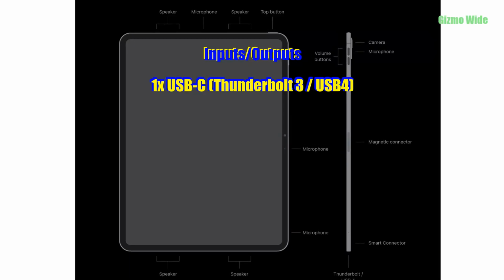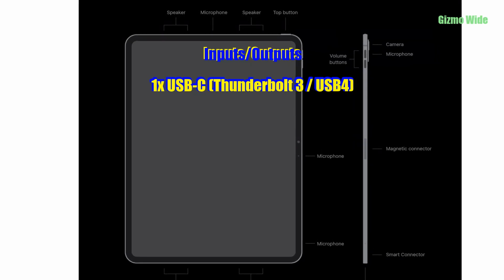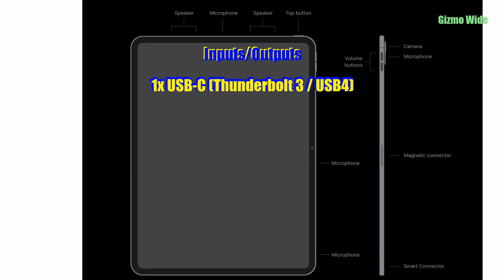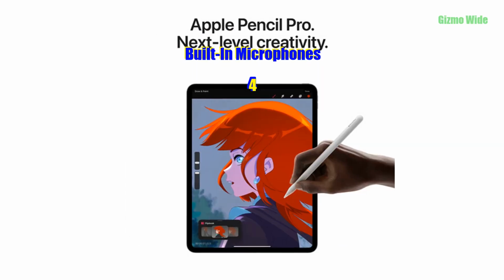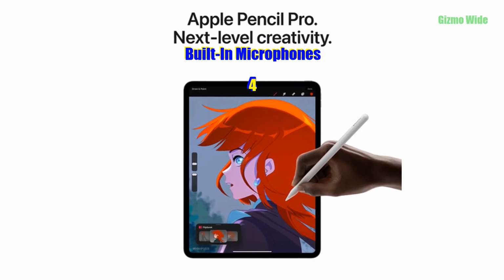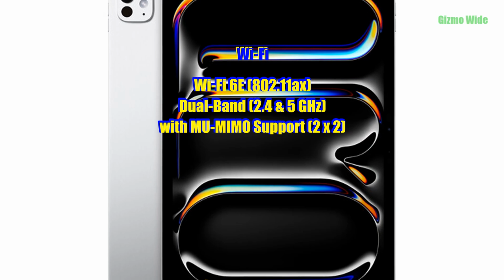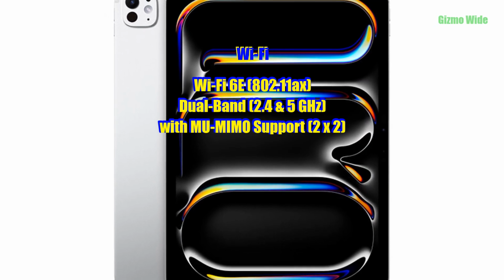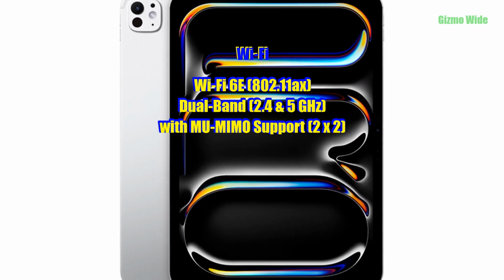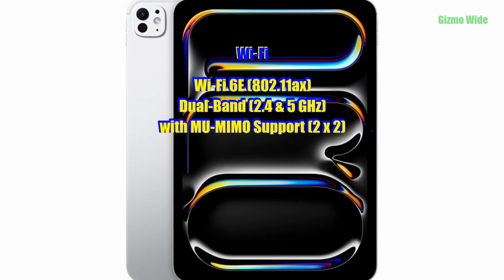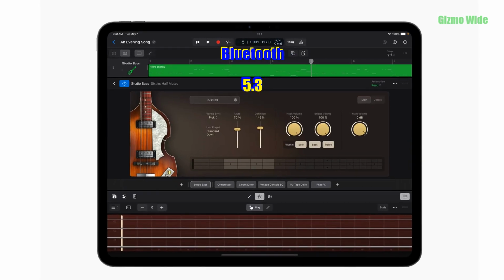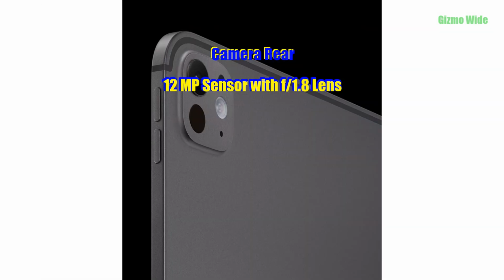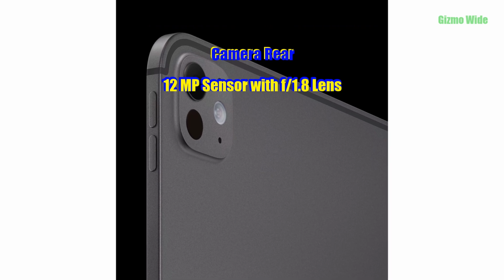It has one USB-C, Thunderbolt 3/USB 4, input-output. It has 4 built-in speakers. It has 4 built-in microphones. Its Wi-Fi is Wi-Fi 6E, 802.11ax, dual-band 2.4, and 5 GHz with MU-MIMO support, 2x2. Its Bluetooth is 5.3. It has a rear camera and a front camera.